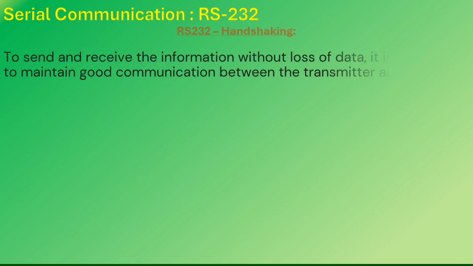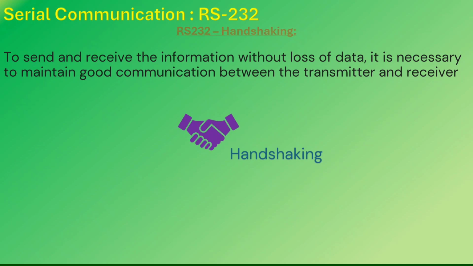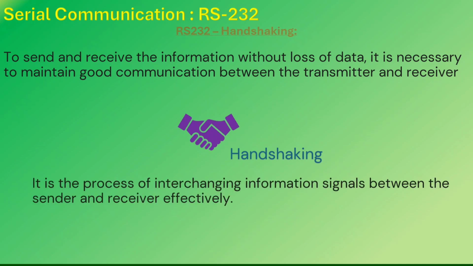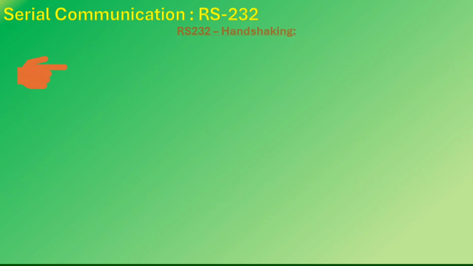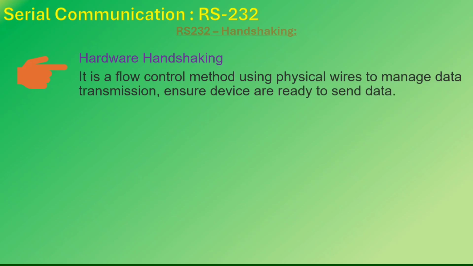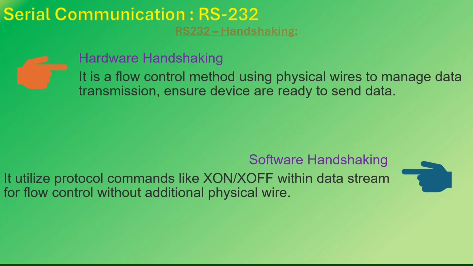To send and receive information without loss of data, it is necessary to maintain good communication between the transmitter and receiver. Handshaking is required. Handshaking is the process of interchanging information signals between the sender and receiver effectively. Hardware handshaking uses physical wires to manage data transmission. Software handshaking uses commands like XON, XOFF within the data stream.